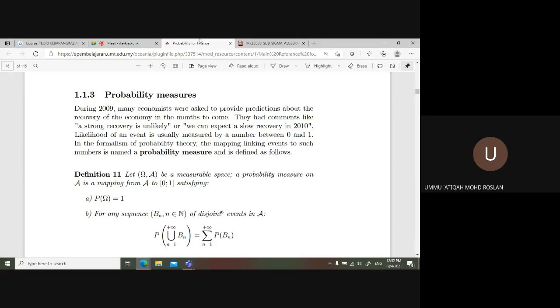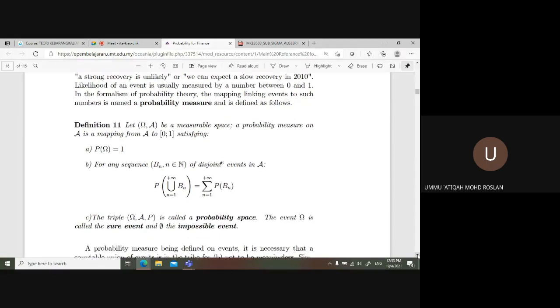In fact, by using the concept of probability measure, we can measure uncertainty, for example, in the financial market. In the financial market, the probability measure will be used to determine the expected value of the future payoff for current value of assets. And the likelihood of an event is usually measured by a number between 0 and 1. Okay, so now let us go to the definition of the probability measure.